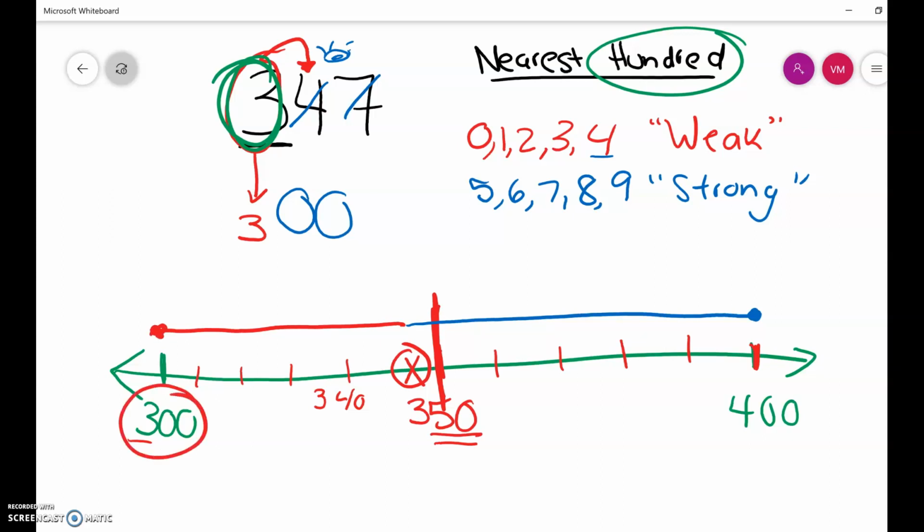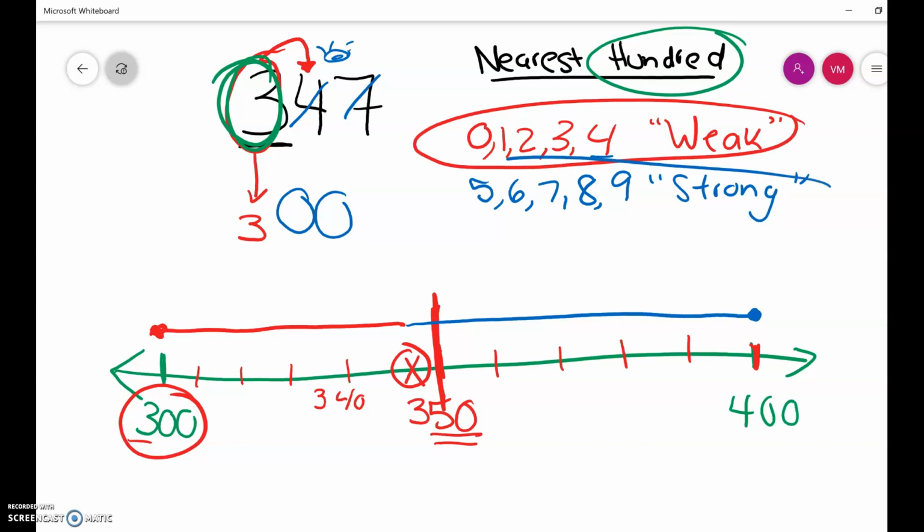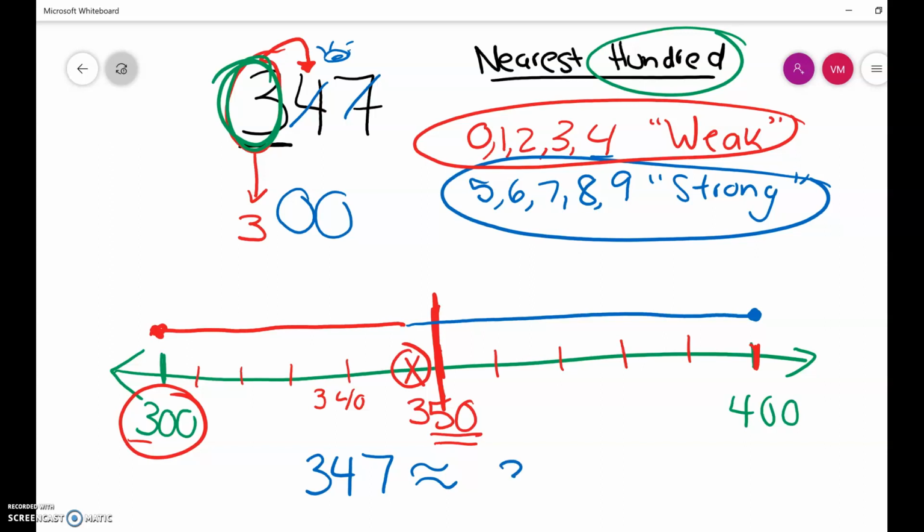And that's one way, and I'm going to focus on another one. Okay, hopefully this makes sense. If you forgot, remember, these are your weak digits and these are your strong digits. So you can see 347, when it's rounded to the nearest 100, is going to be about 300. And I'm going to continue with part 2, rounding to the nearest 10. Okay, part 1 is done.